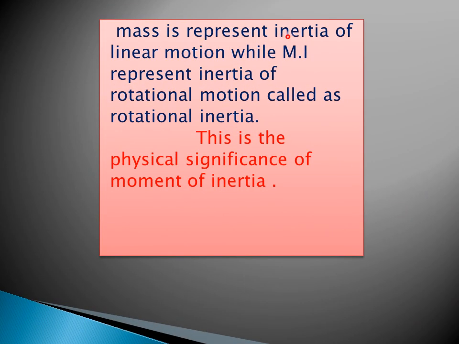Mass represents inertia of linear motion, while moment of inertia represents inertia of rotational motion, called rotational inertia. So mass is used in linear motion, called inertia of linear motion, and moment of inertia is used in rotational motion, called rotational inertia. This is the physical significance of moment of inertia.